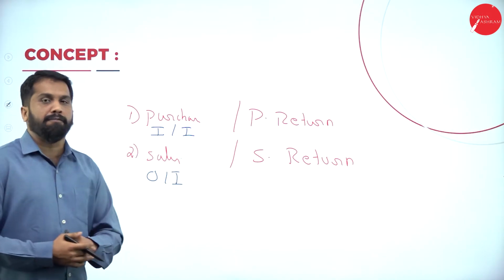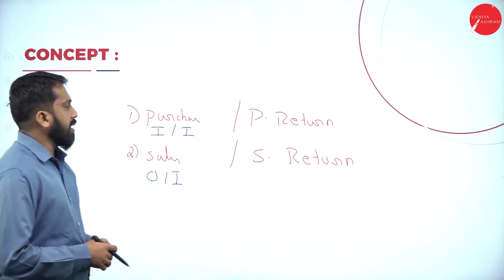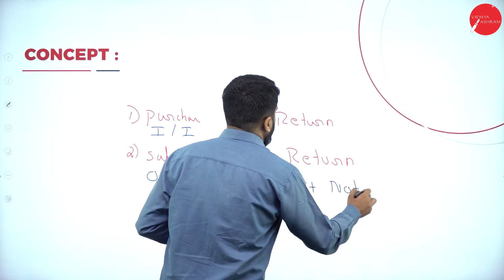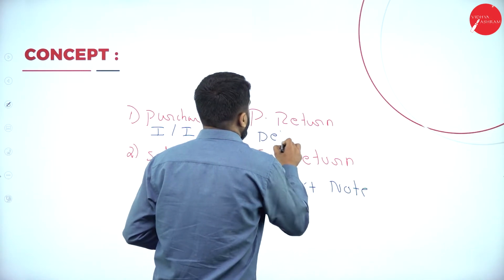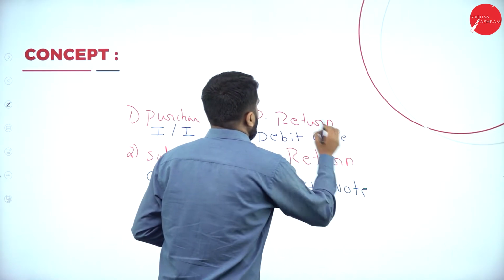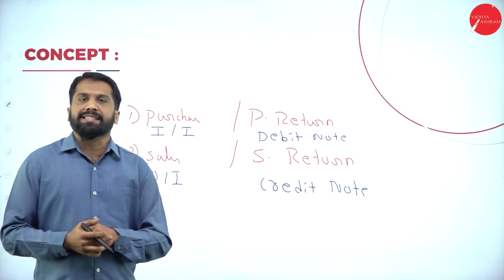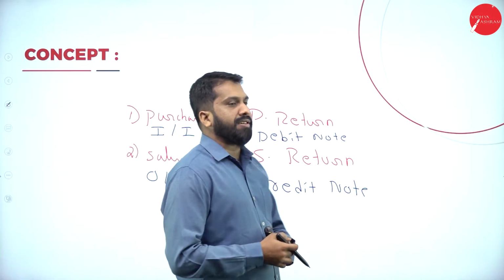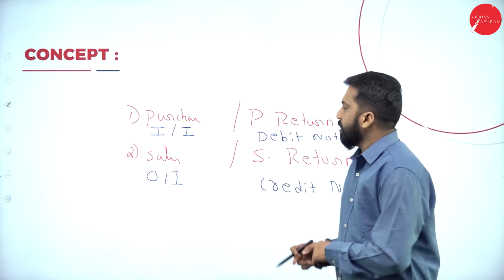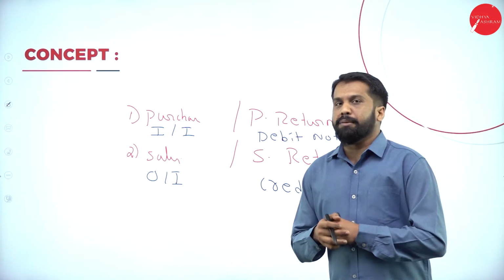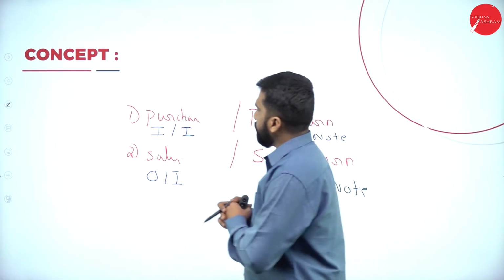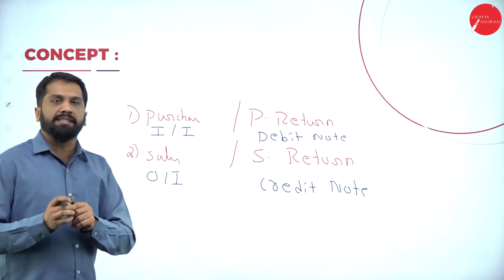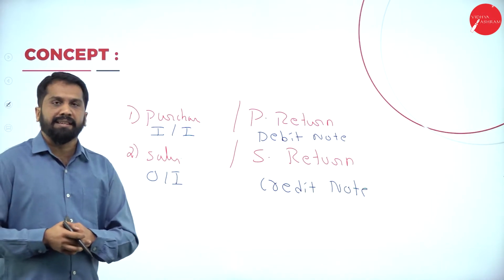Now, the same thing for purchase return and sales return. For sales return, you should write credit note. And for purchase return, you should mention it is debit note. So, credit note as well as debit note. Now, for purchase return, it is debit note, and sales return, it is credit note. Hope you understood. These are the things you are supposed to remember. What is that for purchase? It is inward invoice. For sales, outward invoice. For purchase return, it is debit note. For sales return, it is credit note.